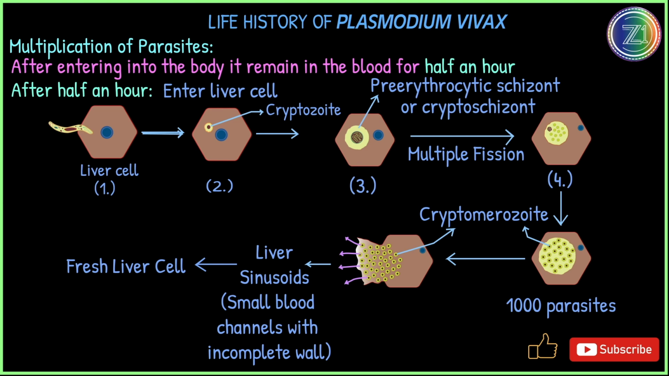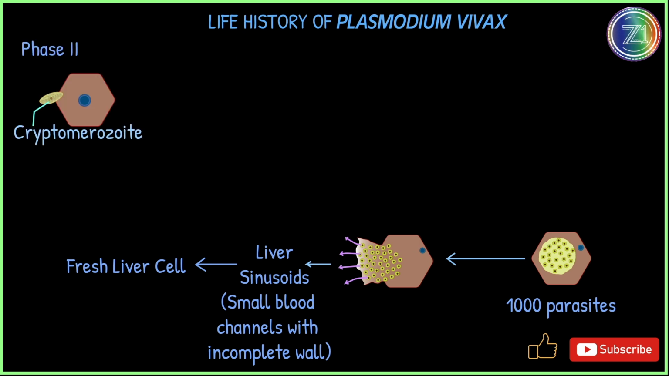Once this cryptomerozoite has entered into the liver cell, it again becomes a rounded structure, as we discussed in the previous phase when cryptozoites were formed. When it enters a fresh liver cell, it changes into another form known as, the word meta comes here, metacryptozoite. Previously it was cryptozoite, right? So only the word meta is new. This term was given by Huff.